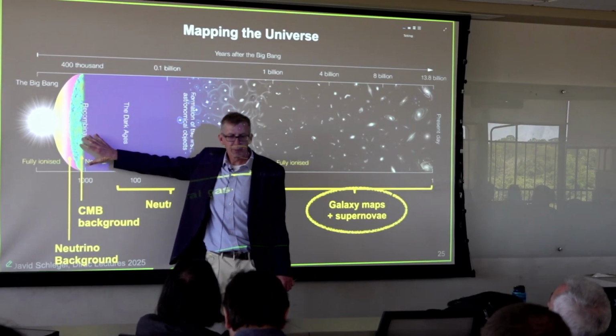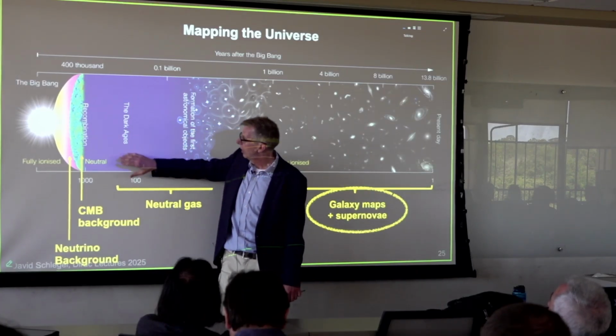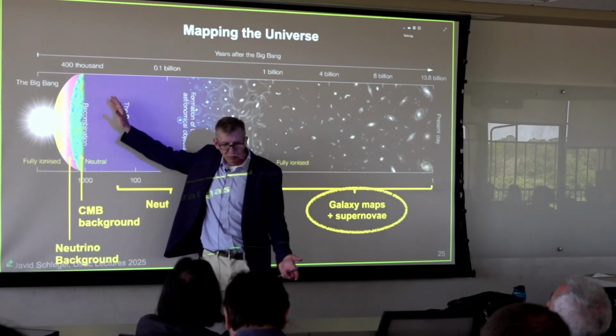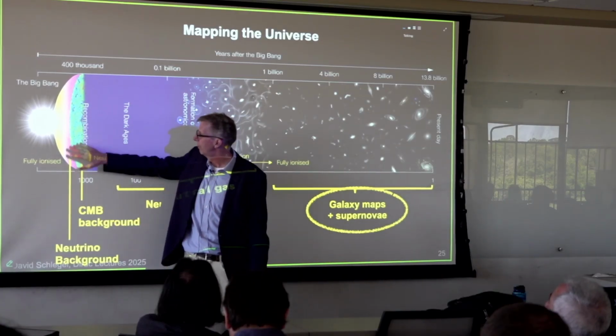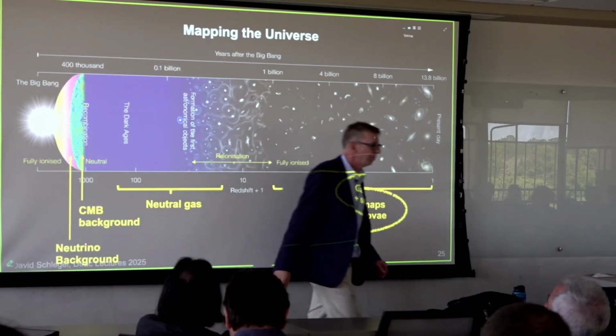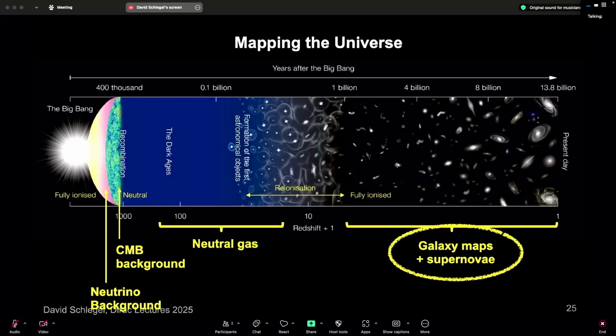Then there's the cosmic microwave background, which was the surface of last scattering. That has been measured well. And then finally, a neutrino background. OK, so let's walk through these.